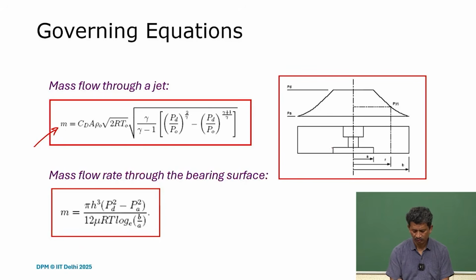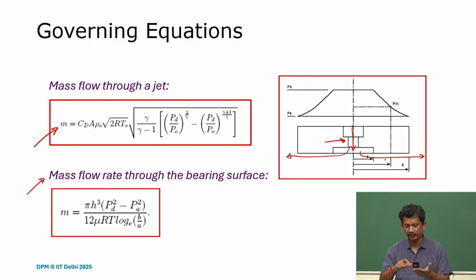So that was for this section: flow through the orifice and as a jet. The second is the mass flow rate through the bearing surface. So when it's already here, how is it flowing through the bearing surface? It's again a flat surface we are talking about. The diameter is, and it's a circular geometry.